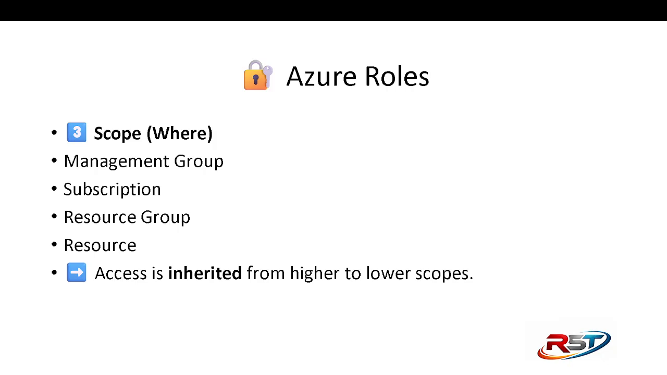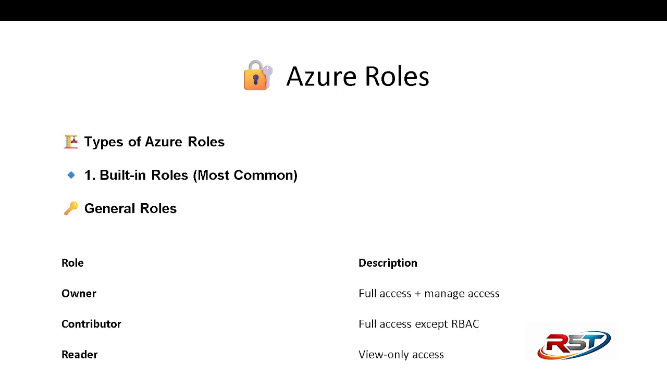Access is inherited from higher to lower scopes. If you apply a role at the management group level, it is inherited, meaning it will apply to all subscriptions, resource groups, and resources. But if you assign a role to a resource, it won't apply at the management group, subscription, or resource group level. So it only applies from higher to lower, not lower to higher.